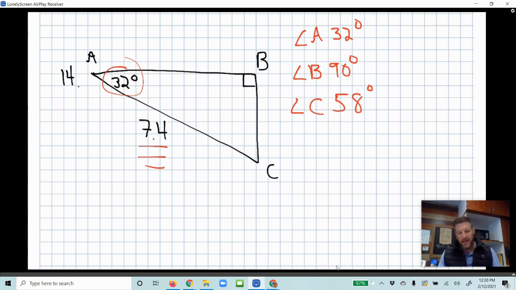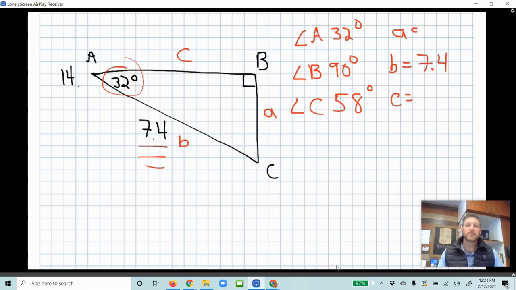So now let's look at our side lengths. How about side A, which would be right here, side B, which would be right here, and side C, which is right here. Well, side A, we don't have, but we know side B. That's the one they gave us. They gave us side B as 7.4. So the bulk of this problem is, how do I find my missing sides? Well, the answer is we're going to set up some trig ratios.